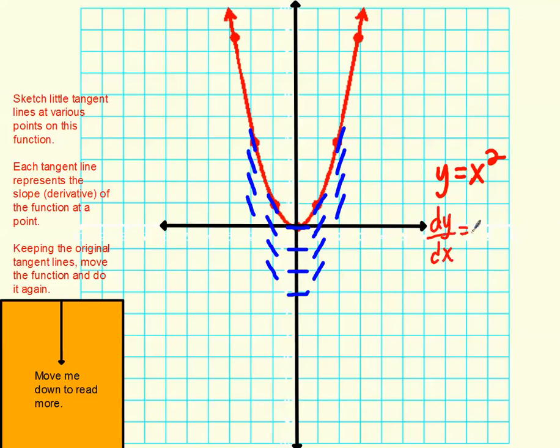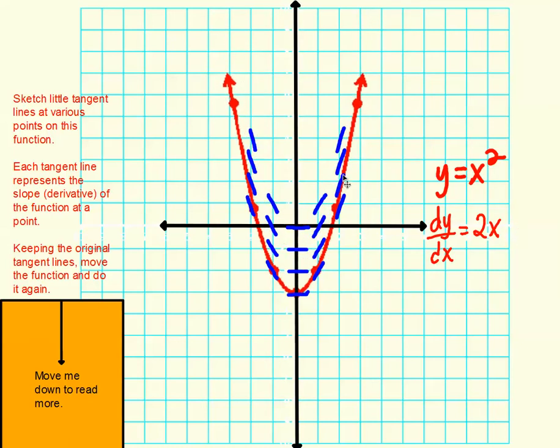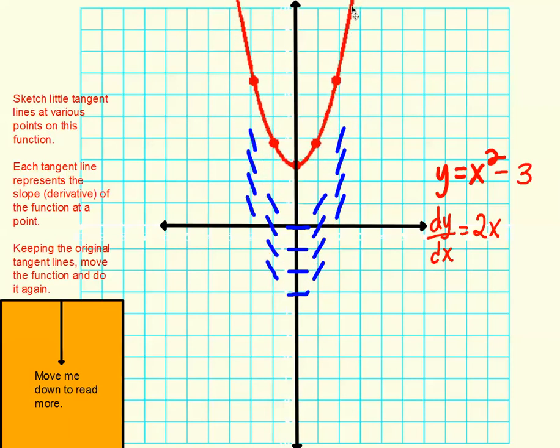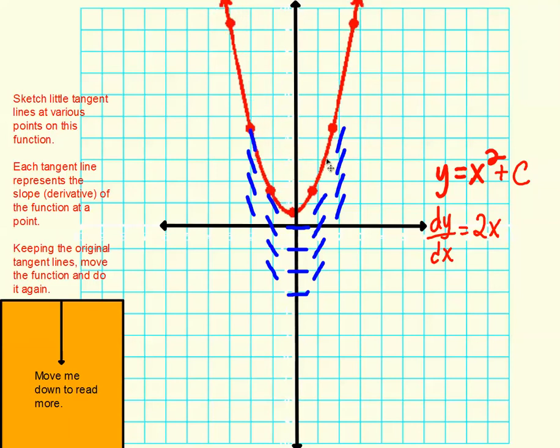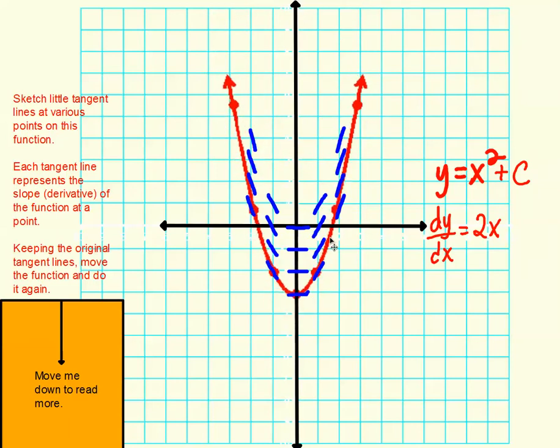dy/dx is 2x. Now, let's say I didn't move it from y equals x squared minus 3. What's the derivative then? Still 2x. In fact, if I move it up to plus 3, what's the derivative then? Still 2x. So really, any constant value that I want to add on, that moves my curve up or down, is going to give me the same derivative of 2x.